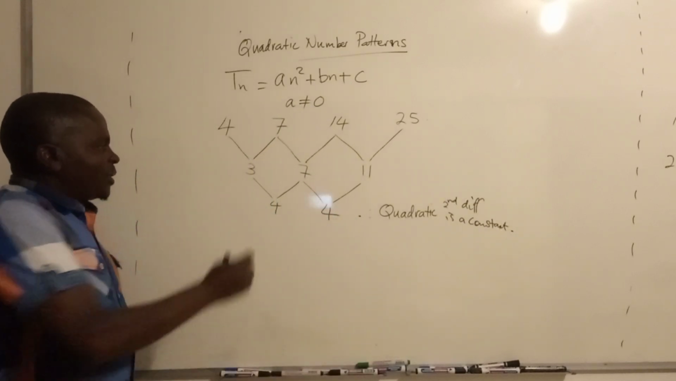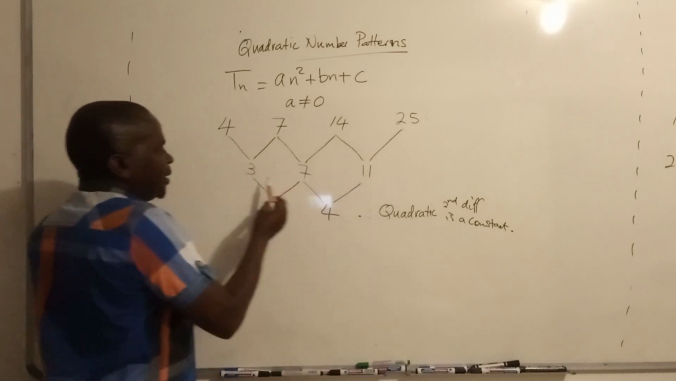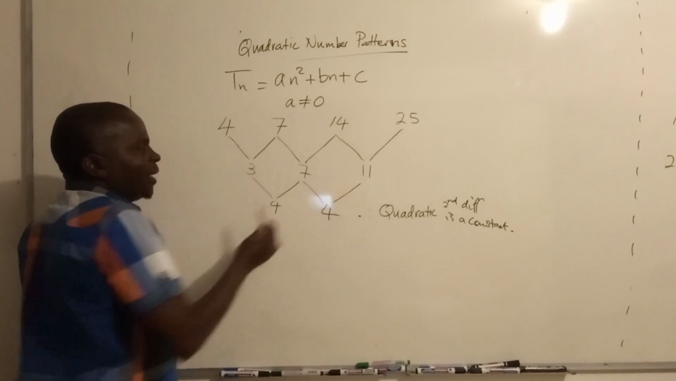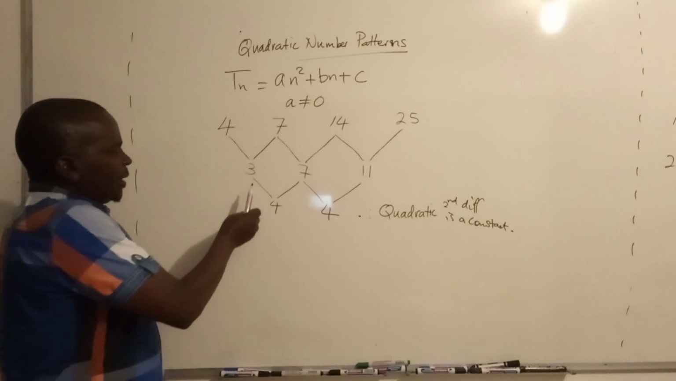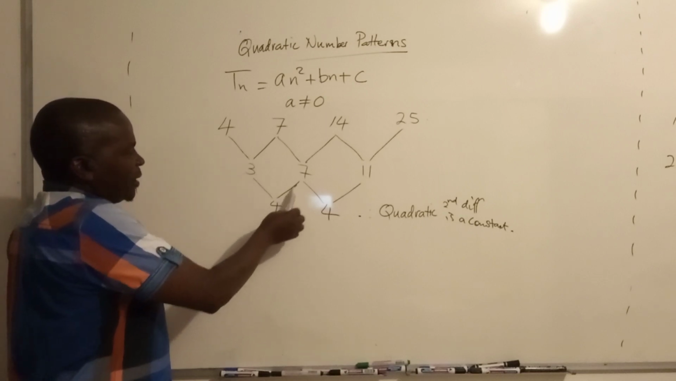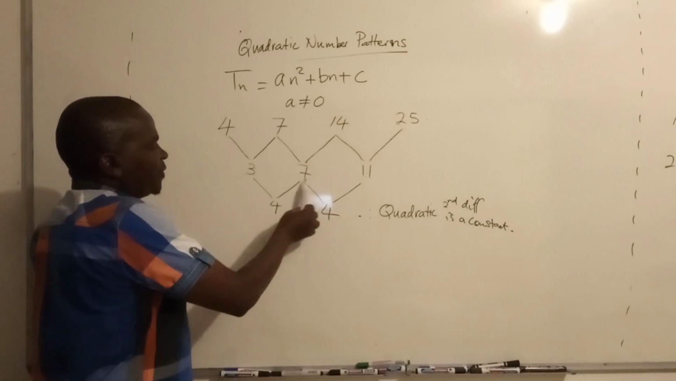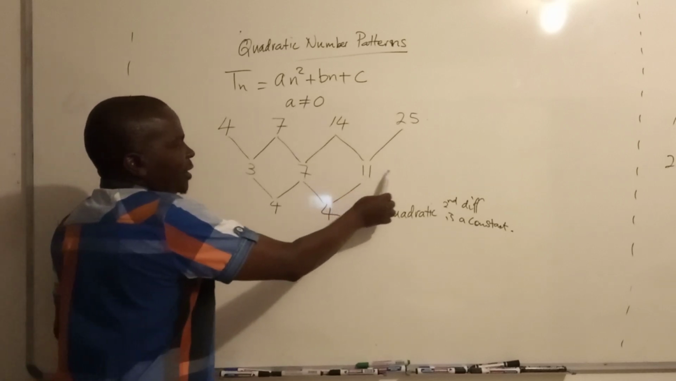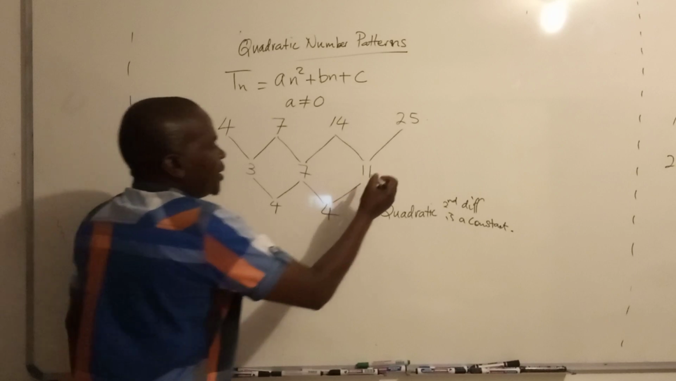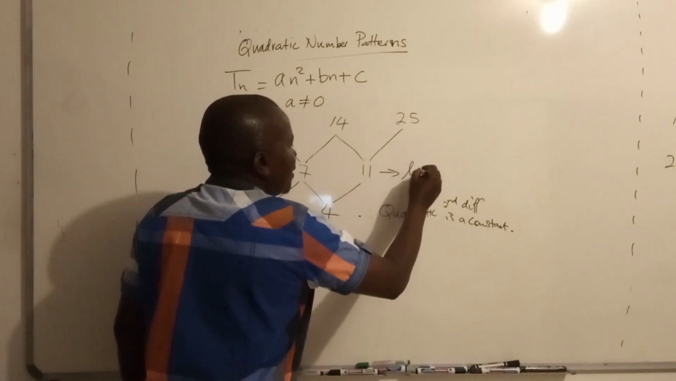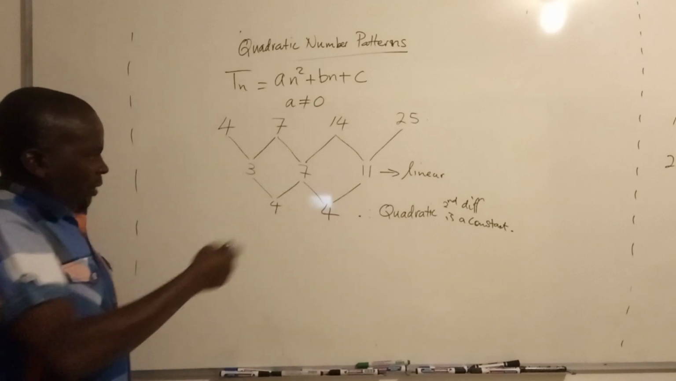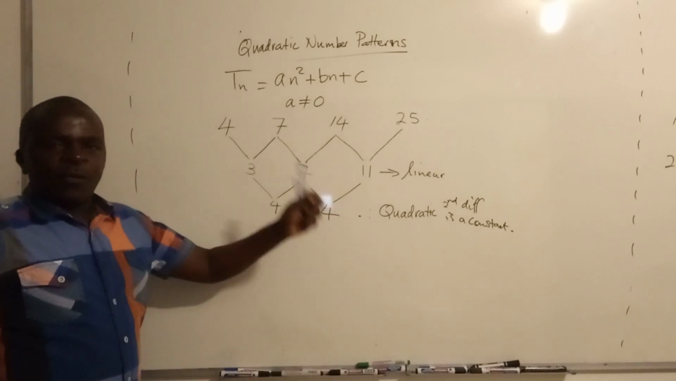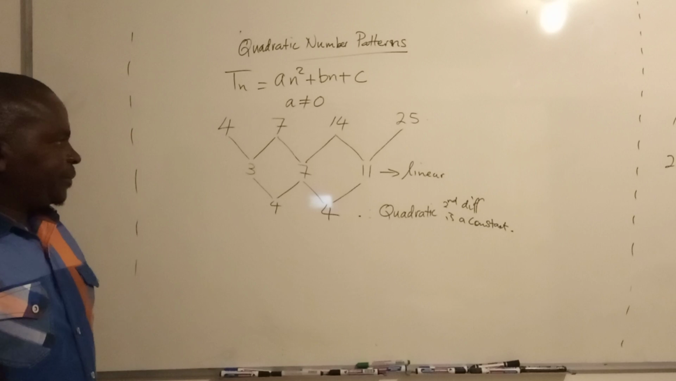Now, this line here, 3, 7, 11, the first difference, right? As you can see, the difference between consecutive terms is 4. If you want the next term, they will just add a 4. This line here is linear, because for you to get the next term, it is always having a difference of 4, 4, 4 throughout.